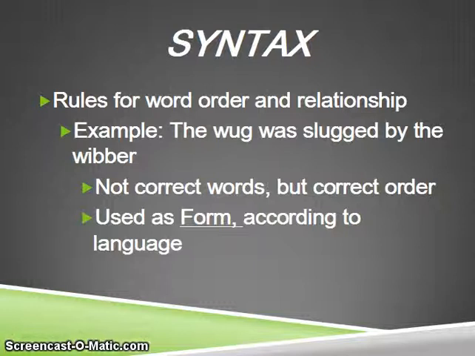Another key that we help children develop is syntax. Syntax has rules also. Those rules are word order and word plus object relationship. A good example of syntax is the wug was slugged by the whipper. This is a correct syntax because it's in the order correctly. Even though wug and whipper are not correct words, that child has placed it in an order that makes it seem valid. Teaching kindergarten, this is what teachers look for. Syntax, according to language, is used as form because of the order.